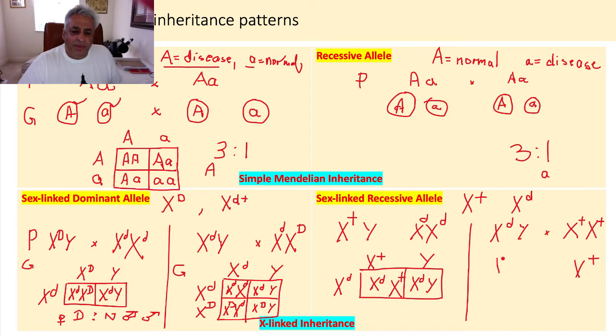And in the father, we have the two types of gametes. So these are the gametes, and that is the egg. And we bring them together just like this. And we find that the males are all going to be wild type, and the females are all going to be wild type, but they're going to be carriers.